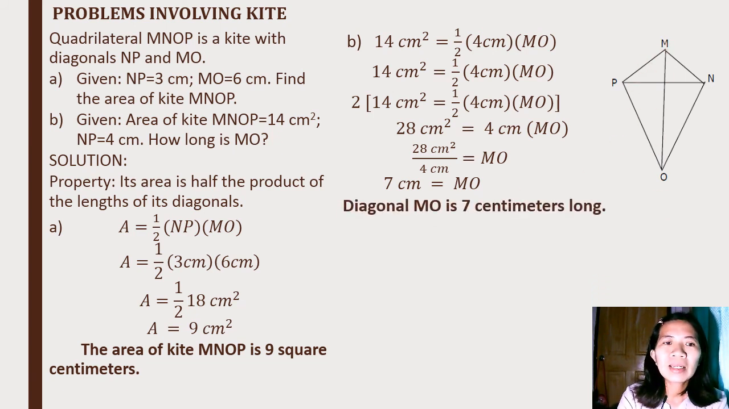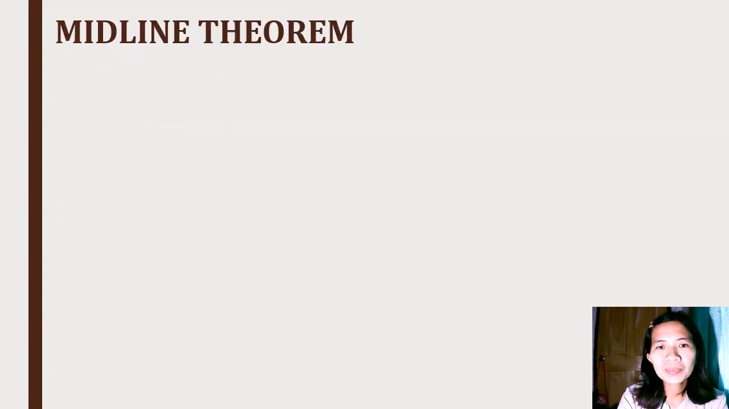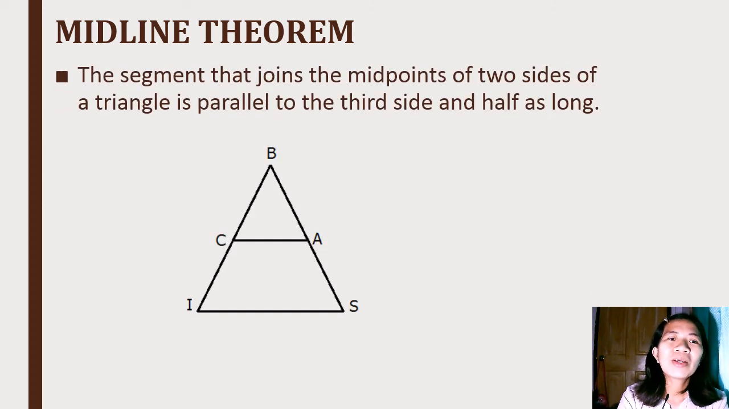Now, let's have the midline theorem. What is the midline theorem? The segment that joins the midpoints of two sides of a triangle is parallel to the third side and half as long. So we have this triangle BIS.